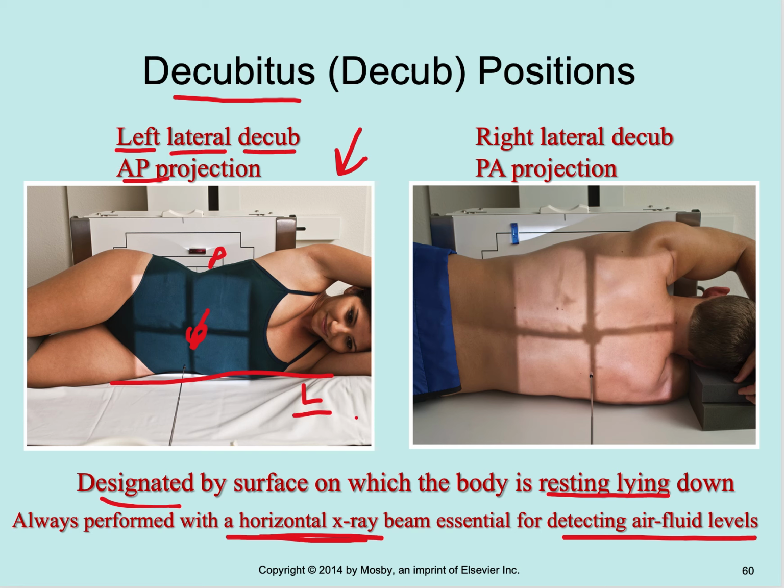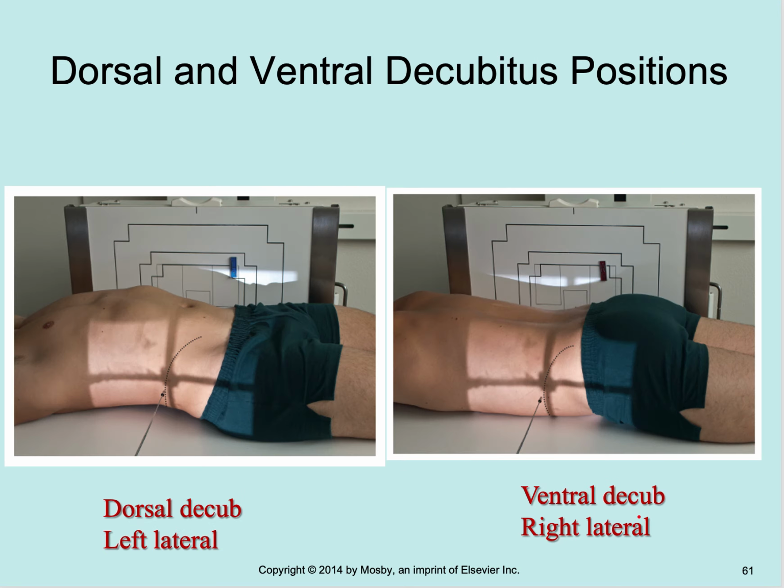So left lateral decubitus. On this one, right lateral decubitus, we know that this is the right side that's down, so we talk about it as the side down. So right, they're in their lateral position, right lateral decube. PA projection because it's entering the posterior aspect, traversing through the body, exiting anterior. So it is a PA projection, posterior to anterior, a right lateral decubitus. They are for detecting air fluid levels.